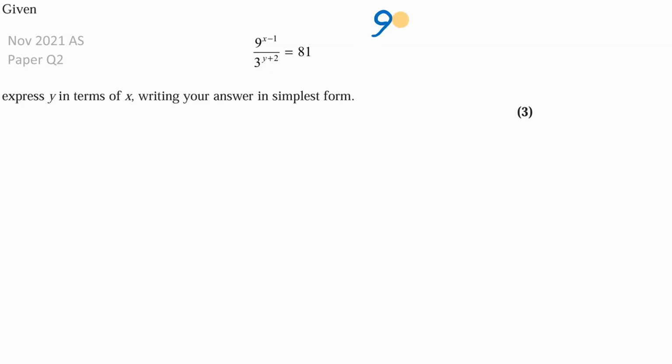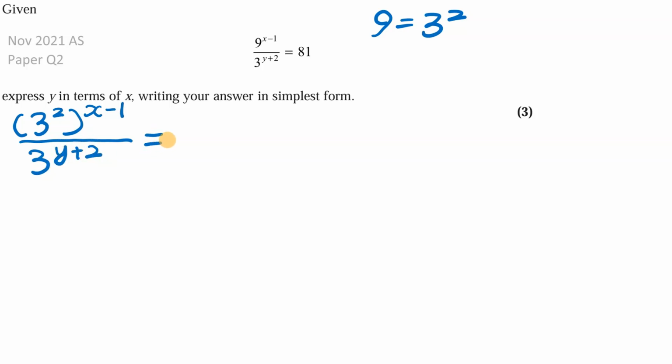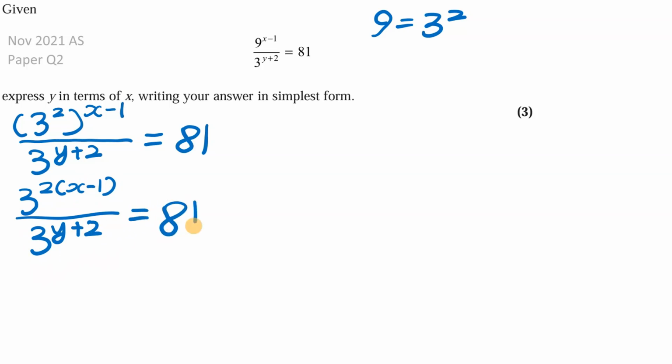Now remember that 9 is equal to 3 squared. So what we can do is substitute this in and say this 9 to the power of x minus 1, instead of 9, we can say that this is 3 squared, and then this is to the power of x minus 1, and this is over 3 to the power of y plus 2, and this is equal to 81. Now remember, when you have this 3 to the power of 2 and all of this to the power of x minus 1, you can multiply the 2 and the x minus 1. So this is going to be 3 to the power of 2 multiplied by x minus 1 over 3 to the power of y plus 2, and this is equal to 81.